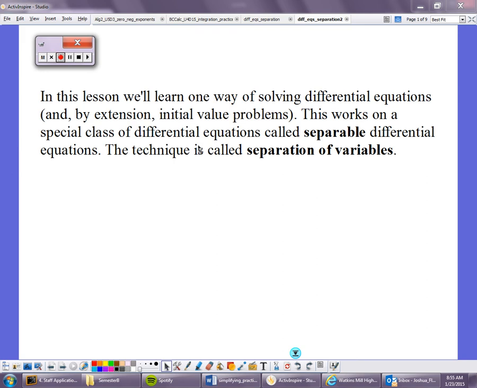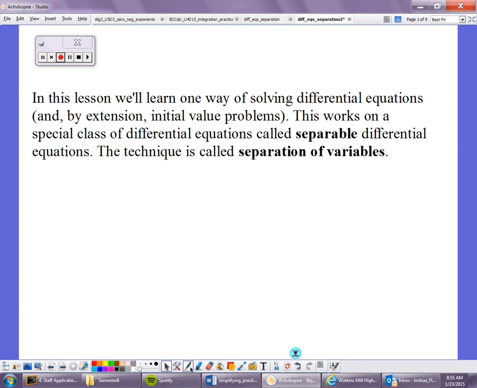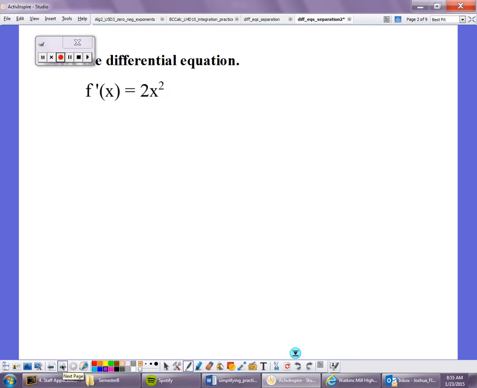All right, this lesson I'm going to go through one way of solving differential equations, and by extension, the way of solving initial value problems. This only works on a special class of differential equations called separable differential equations, and the technique is called separation of variables.